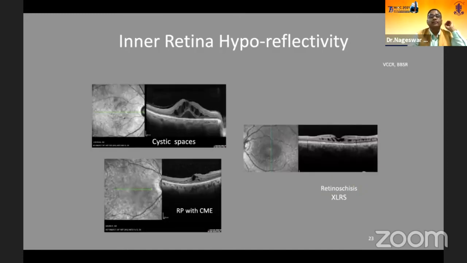So inner retinal hyperreflectivity, again, as I said earlier, is because of any accumulation of fluid. So there will be cystic spaces which show as hyporeflectivity in the retinal layers, and that will be seen in many cases like retinoschisis, RP with CME, and so many others.